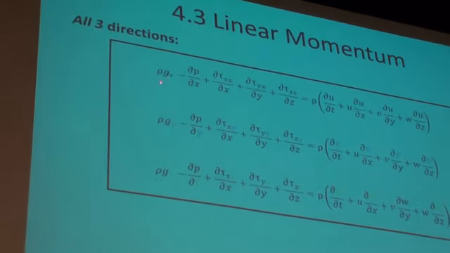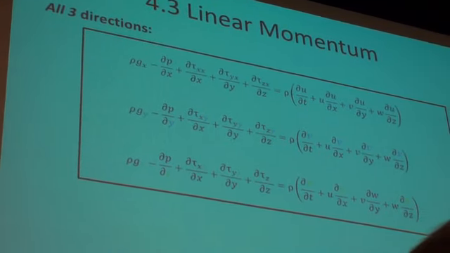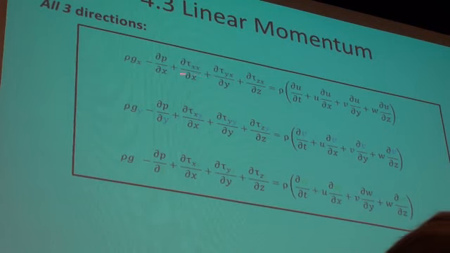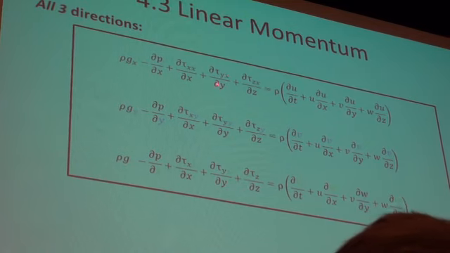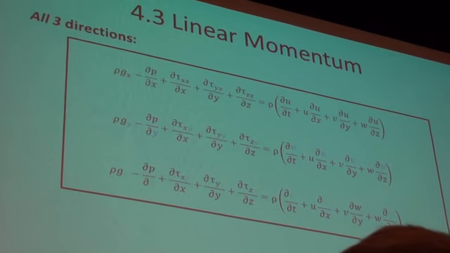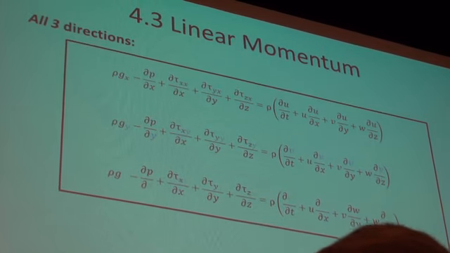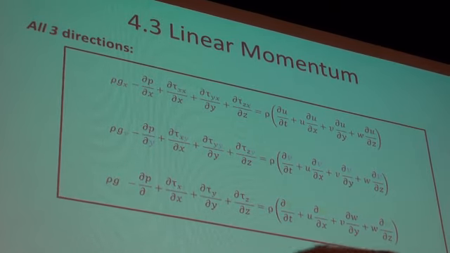You can see rho gx, so it's the gravity or the body force, plus the three surface forces, d sigma xx dx plus d tau yx dy plus d tau zx dz, is equal to rho multiplied by du dt plus u multiplied by partial du dx plus v multiplied by partial du dy plus w multiplied by partial du dz. That's the equation in the x direction.